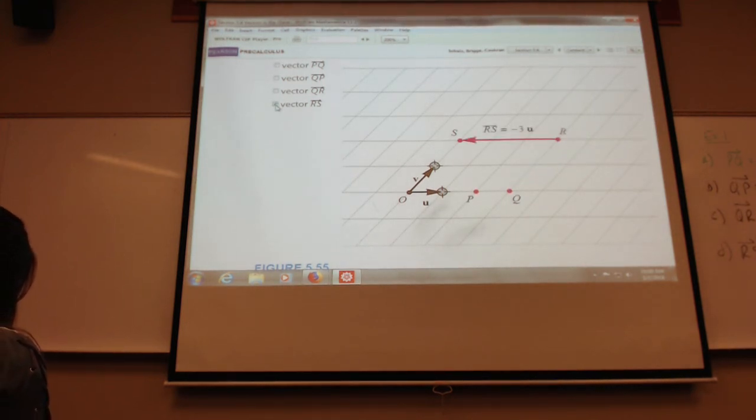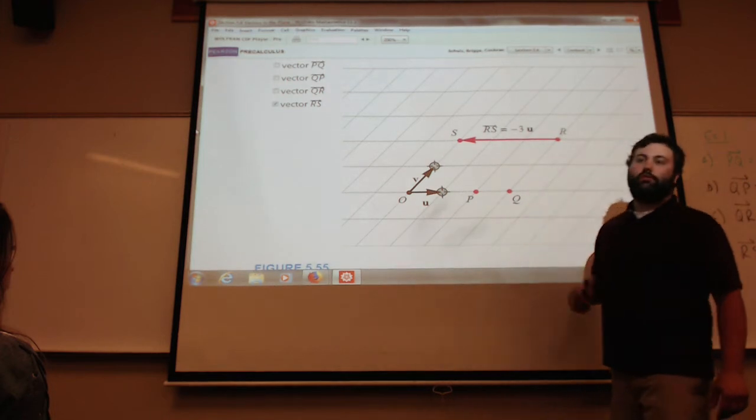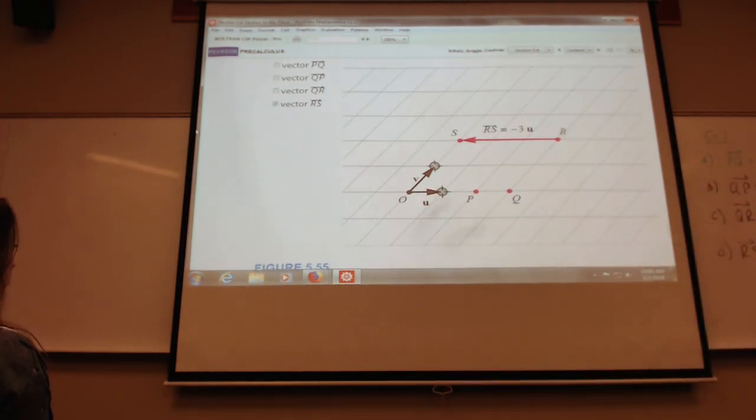And sure enough, R to S was minus 3u. So it's just going in the opposite direction of u, and that would be 3 times as long.